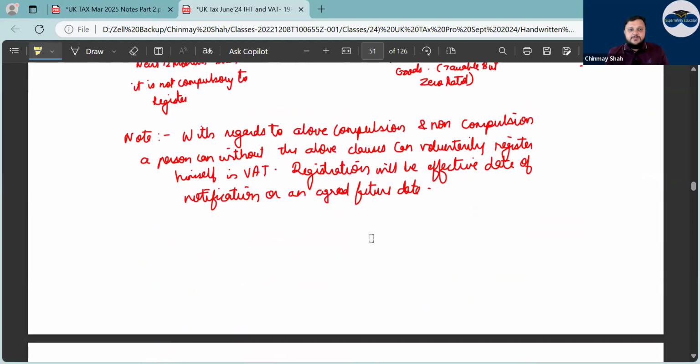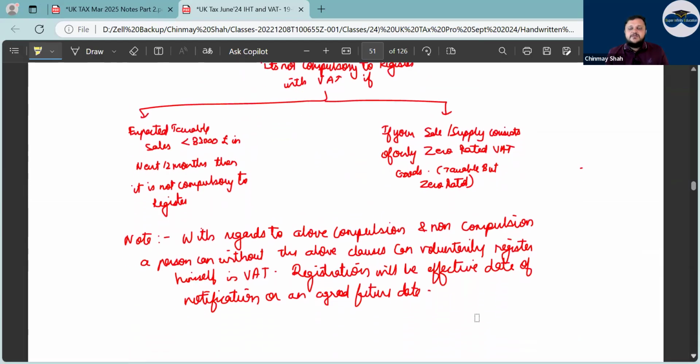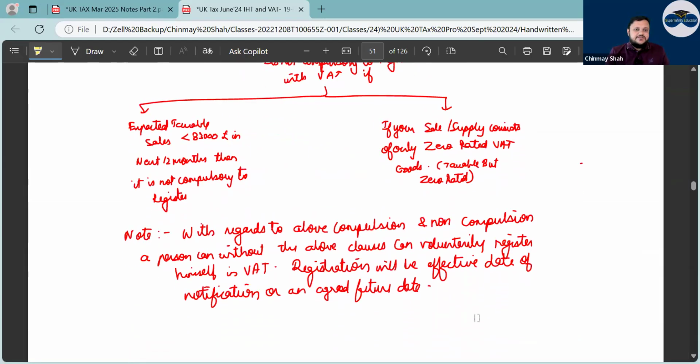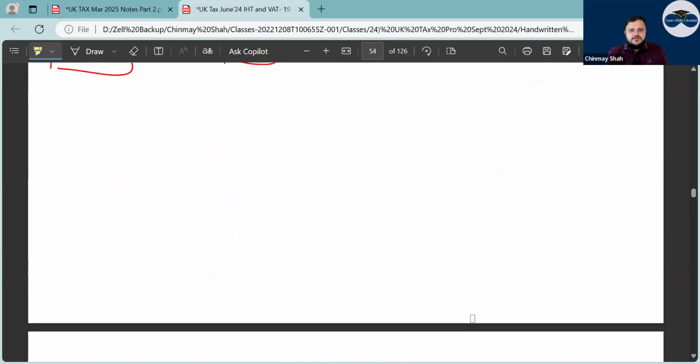1st January 2024. Then, it is not compulsory to register for VAT if you think that the expected taxable sales in the next 12 months is less than 83,000. If your supply consists only of zero-rated VAT goods, then you don't need to register. Even with lesser sales, can a person voluntarily register himself for VAT? Why not? He can do that. Generally, it is done to show that the business is a bit big.